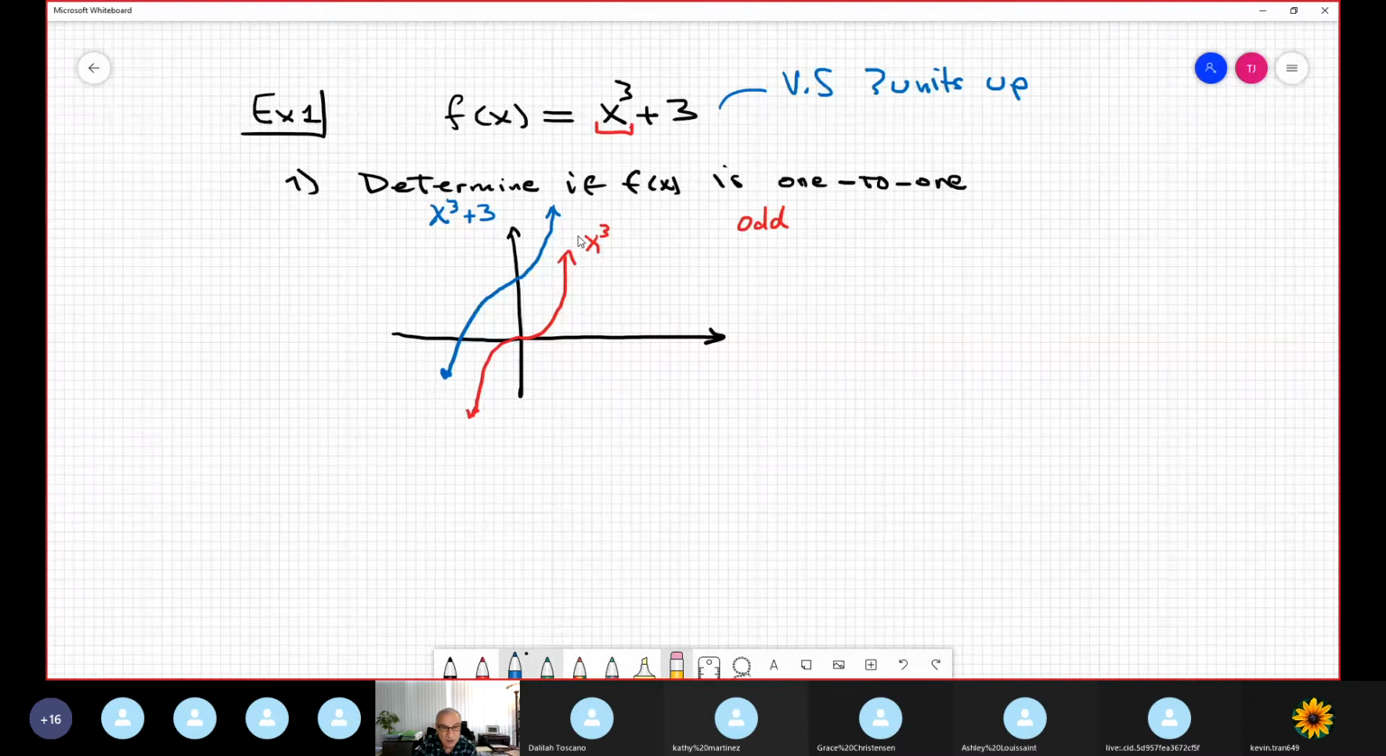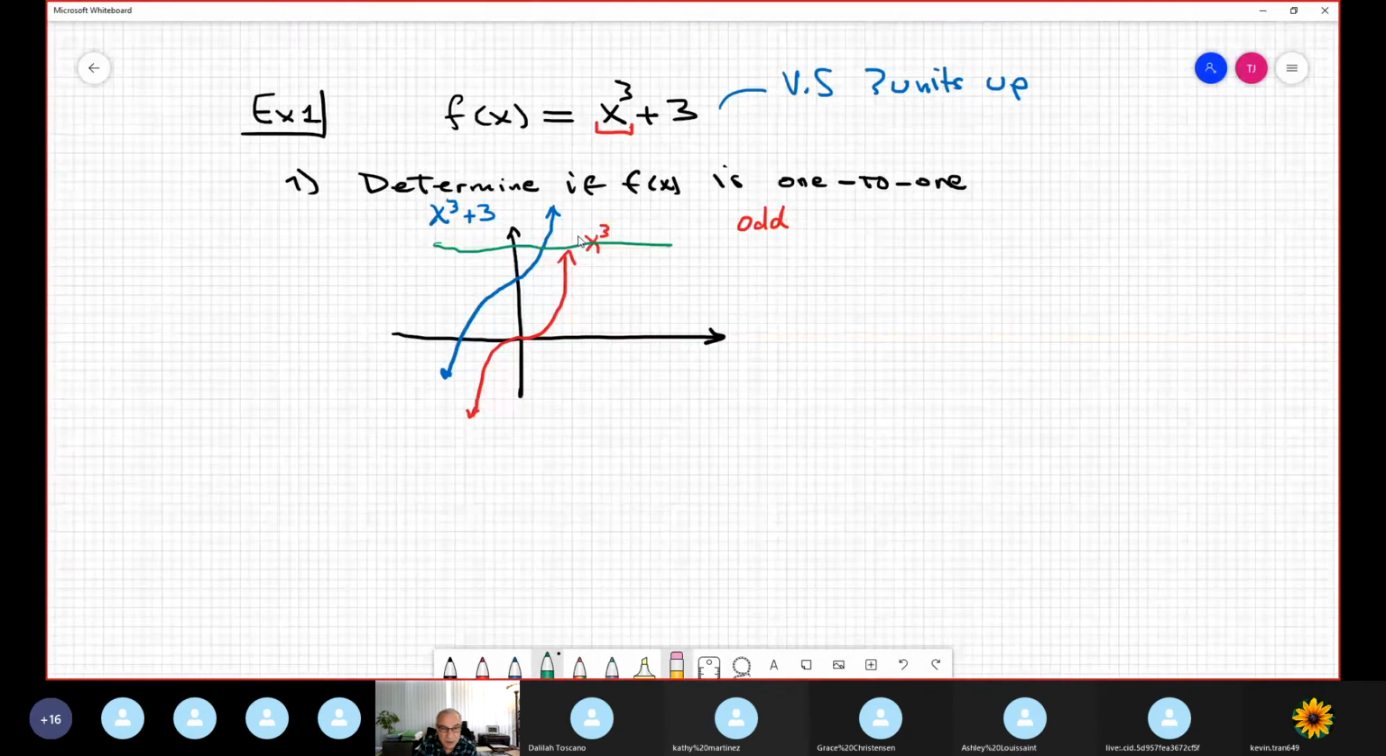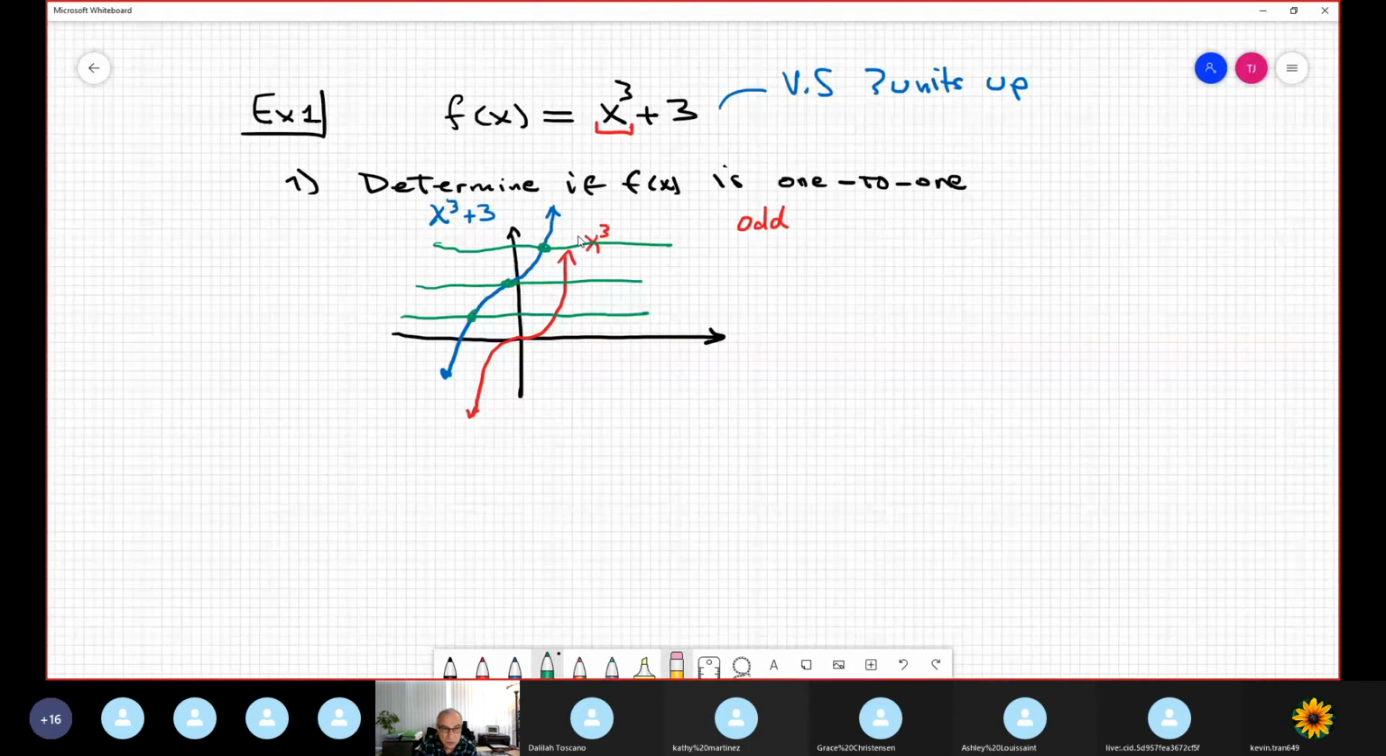And what do you think about the horizontal line test? Does it pass or fail? Well, I try a hypothetical horizontal line. It only crosses the blue curve at one point. Therefore, it is one-to-one. Therefore, the function given in example 1 is invertible.